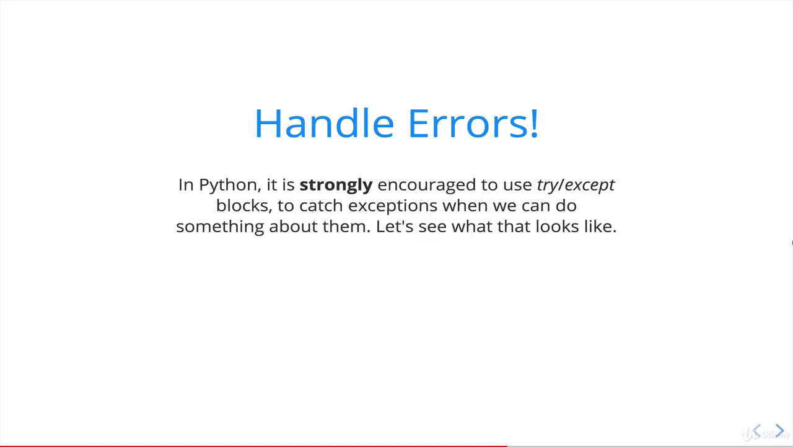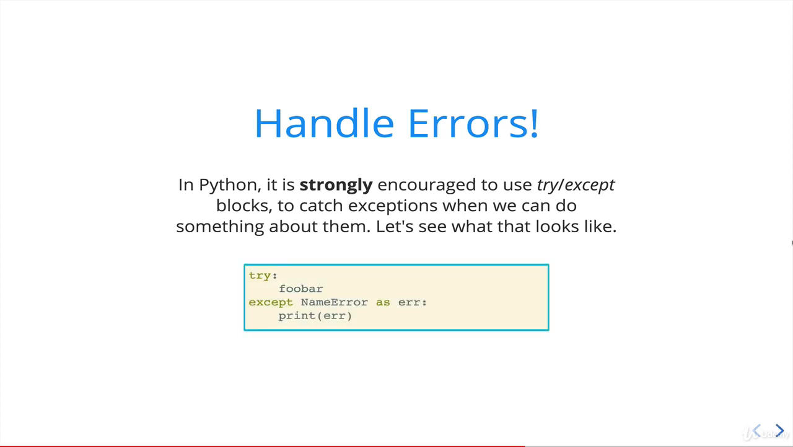But that changes right now, because now we're going to see how to actually handle them, how to do things if we get an error. If we encounter one type of error, do this. If we encounter another type of error, do this. So obviously, this is a good idea. It's strongly encouraged to use try except blocks. So that's the magic that we're going to learn here, the new syntax, try and except.